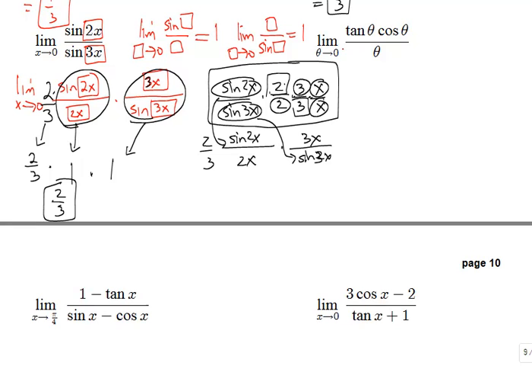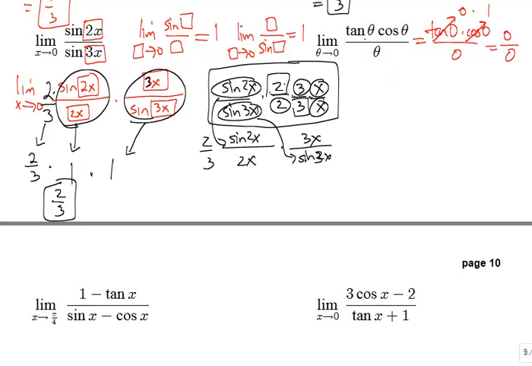So let's try plugging in 0 into these. We would get tangent of 0 times cosine of 0 over 0. Tangent of 0 is 0. That comes from the unit circle. Cosine of 0 is 1. So 0 times 1 is 0 over 0. So it's another indeterminate form. So what are we going to do to try and make this work?